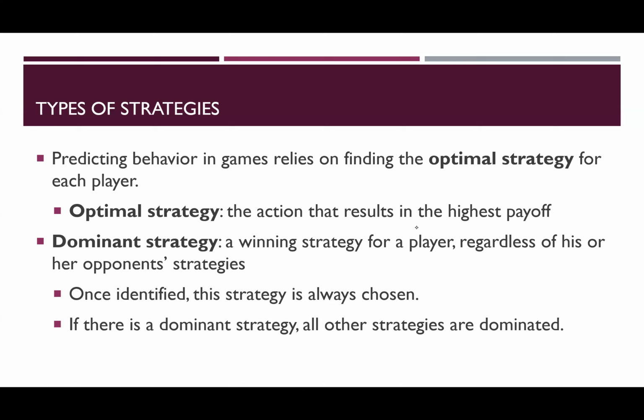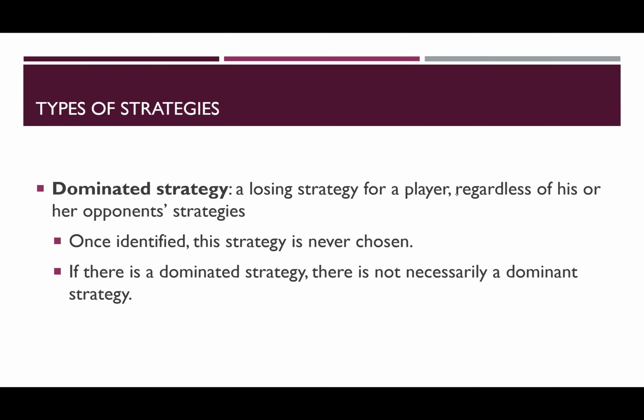So the dominant strategy is a winning strategy for a player regardless of what their opponent does. It's what they will play every single time, and they don't even need to consider necessarily what their opponent chooses. Once we identify what a player's dominant strategy is, that is the one we know they are always going to reliably choose. And of course, if there is a dominant strategy, that implies that there's a dominated strategy.